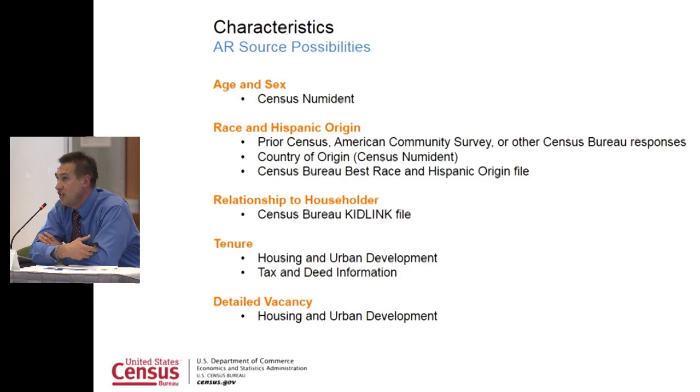For relationship to the householder, I had mentioned the KidLink file, which associates mothers and fathers with children. We are researching how that can be used to assign relationships to the householder. For tenure, we are looking at several things, including tax and deed information. From a third party, they put together the tax and deed information for addresses and whether they are owned, and similarly for detailed vacancy.